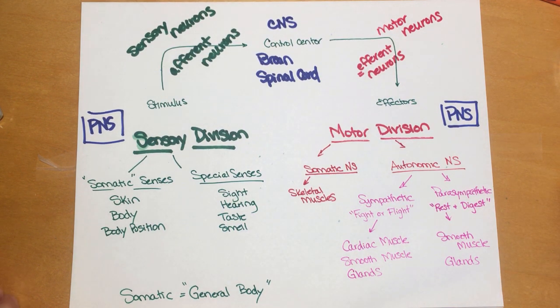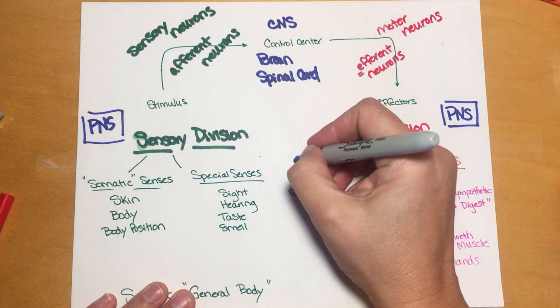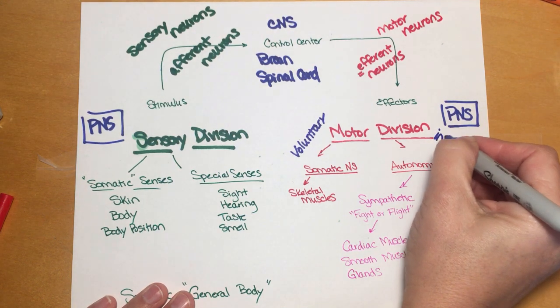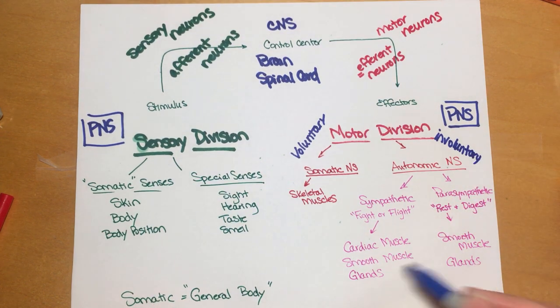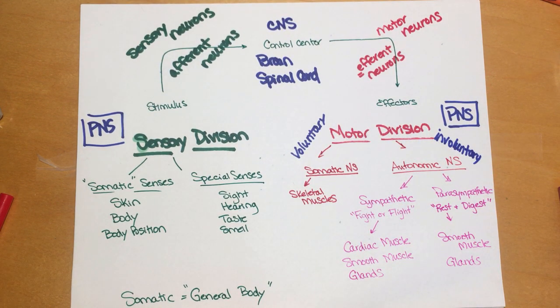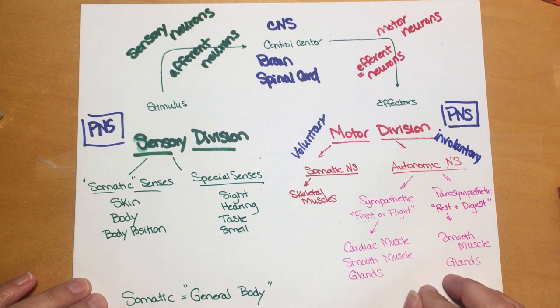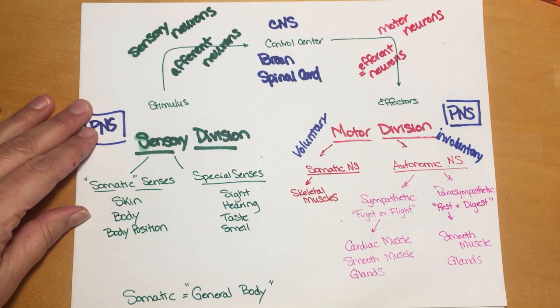Now, another thing I wanted you to take a quick look at is the fact that the motor division is kind of separated out by voluntary and involuntary. So your cardiac muscle, smooth muscle, and glands are all involuntary systems, whereas the motor division that deals with the skeletal muscles are voluntary. Make sure you keep this copy. We're going to be coming back to it in the next video. The next video is structural and functional characteristics of neurons. I'll see you then.